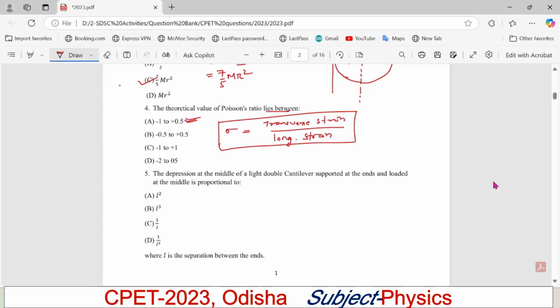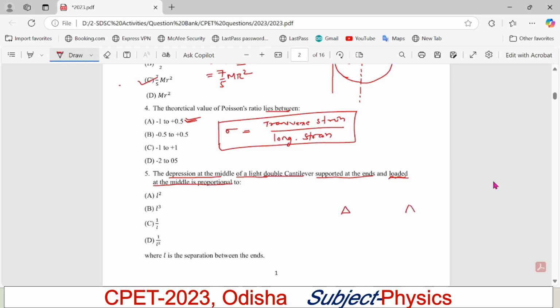Here in question number 5, it is asked that the depression at the middle of a light double cantilever supported at the ends and loaded at the middle is proportional to what? Four options are given. So loaded where? Loaded at middle. So this is the situation.